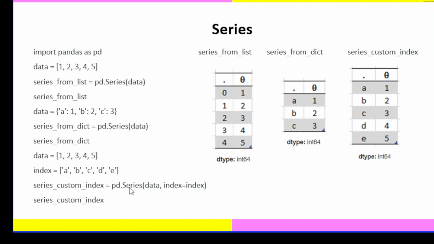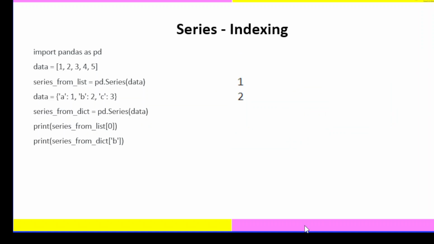So when you use a series, you can create a custom index as well. Next is series indexing. As I said, you have a list and you convert this list into a series. Again, you have a dictionary, and you convert this data into a series. Now when I want to print a particular data by using indexing, I use series from list of 0.